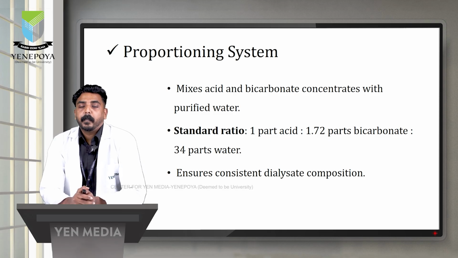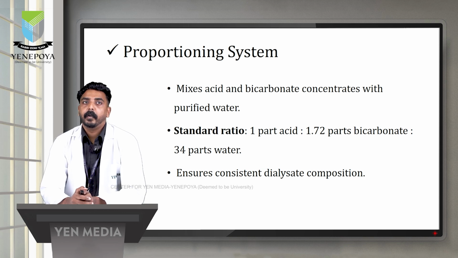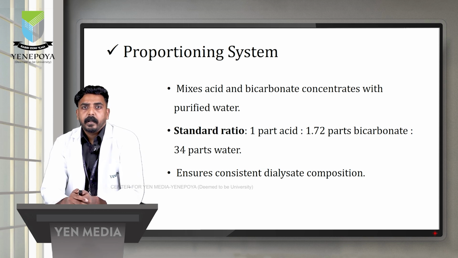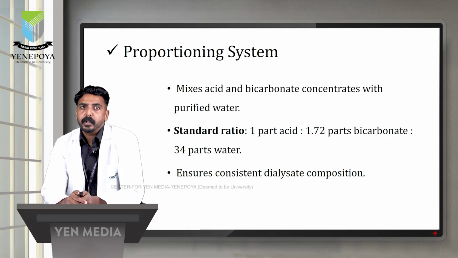Proportionating system. The proportionating system mixes acid and bicarbonate concentrate with purified water. The standard ratio for dialysate is 1 part of acid to 1.72 parts of bicarbonate to 34 parts of water. The proportionating system ensures consistent dialysate composition.